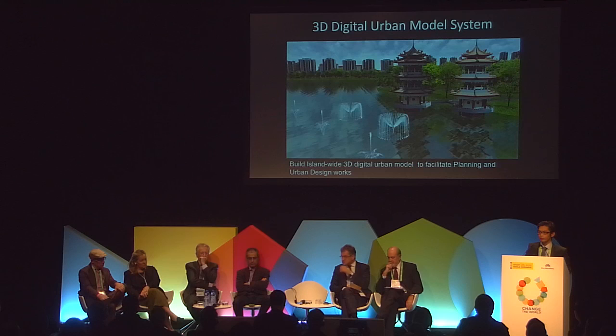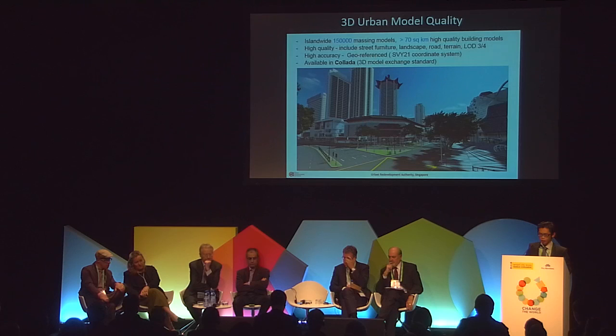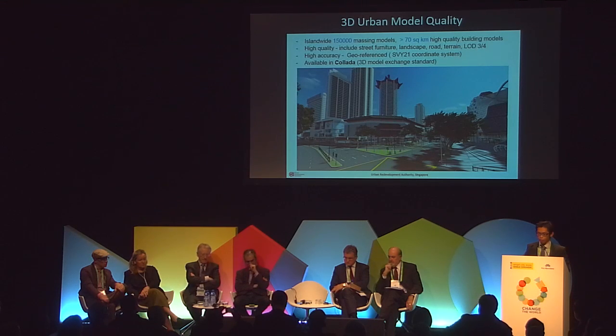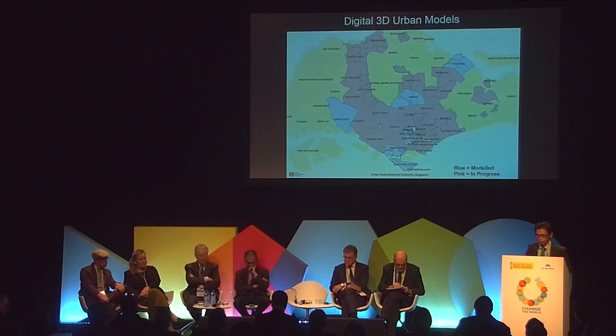We set out to implement this 3D system with the objective to facilitate our core planning and urban design work. The system currently has about 150,000 massing models, of which 20,000 are high-quality models, and they cover street furniture, landscape, buildings, and road terrain. And they are very accurate. They are geo-referenced based on our local SVY21 coordinate system. And in order to be interoperable, we have them available in a Collada format as well, which we use for data exchange.